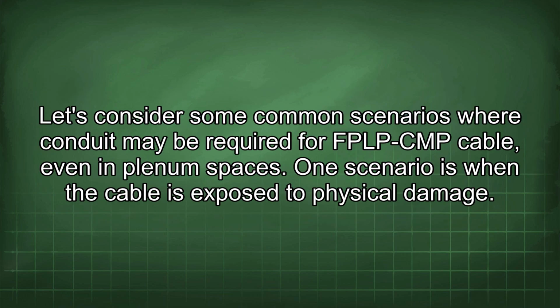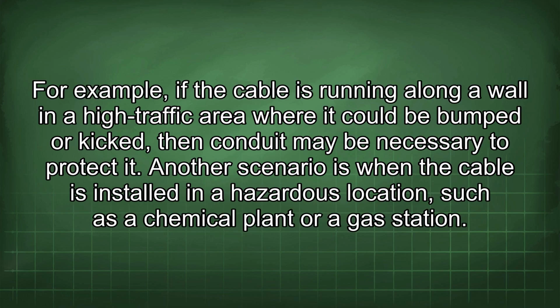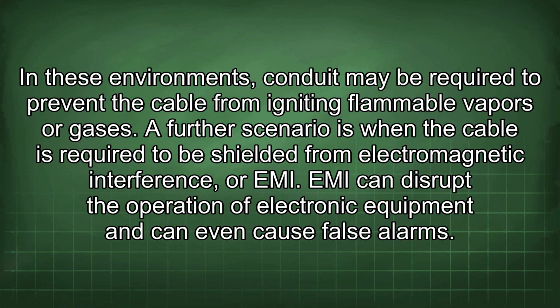Let's consider some common scenarios where conduit may be required for FPLP CMP cable, even in plenum spaces. One scenario is when the cable is exposed to physical damage. For example, if the cable is running along a wall in a high-traffic area where it could be bumped or kicked, then conduit may be necessary to protect it. Another scenario is when the cable is installed in a hazardous location such as a chemical plant or a gas station. In these environments, conduit may be required to prevent the cable from igniting flammable vapors or gases.